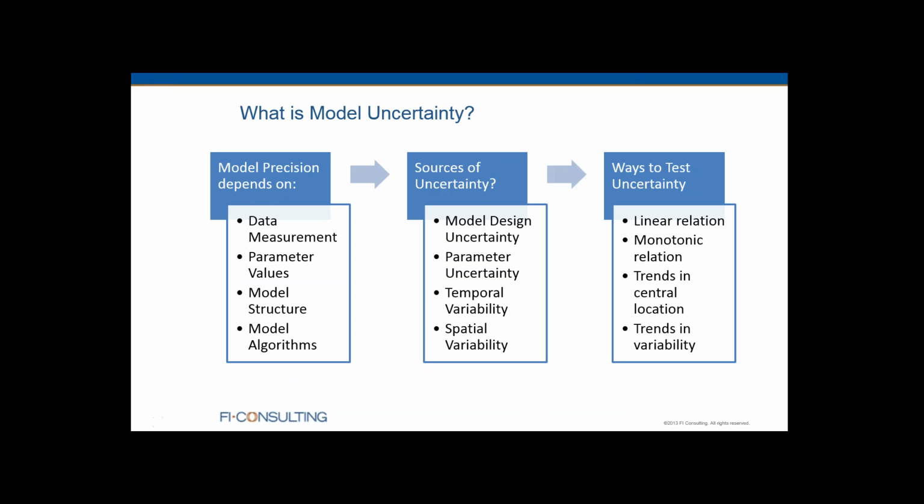All right, so the overall precision of any model depends on its data measurement, parameter estimation and values, the model structure, and the model algorithm. And why is the model precision subject to uncertainty? Because we have uncertainty in the model design. Some models are inherently uncertain. Maybe like a stochastic model or a non-deterministic model will always have inherent uncertainty.